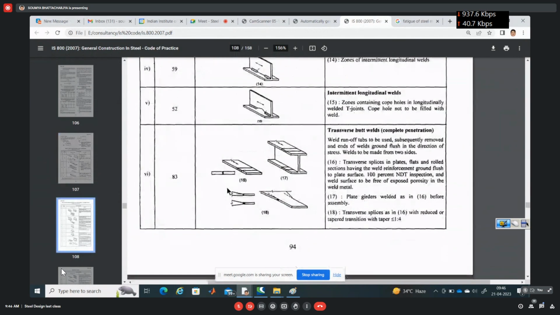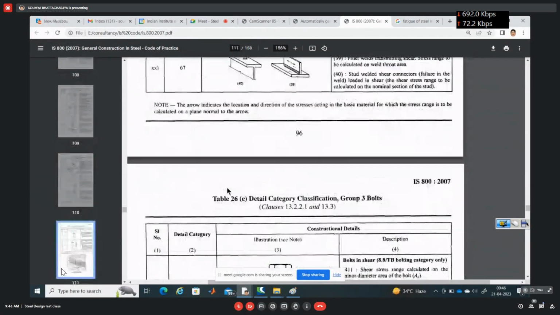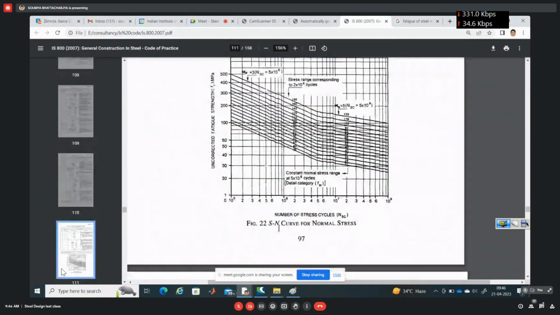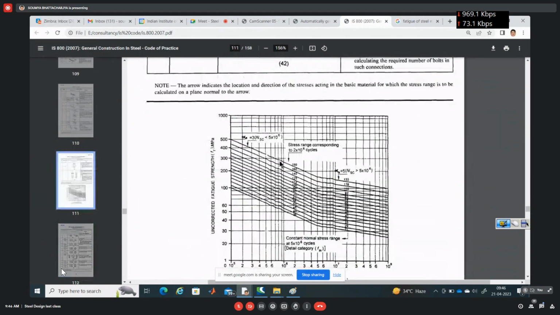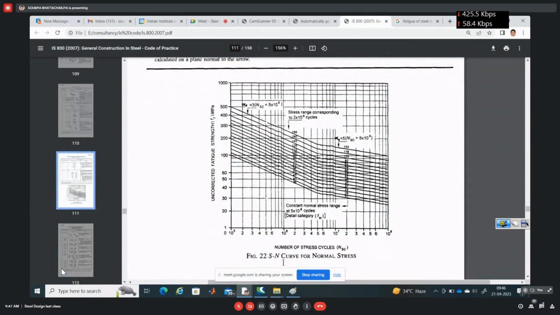So either you can use the equation or you can use this SN curve. We have one SN curve for normal stress and another SN curve for shear stress. So this SN curve, S for stress range and N for number of blow. With a particular amount of kick impact, that is the stress range, what is the force of the punch, that is the S, and N is the number of punch that you can endure. So this is the SN curve for normal stress.